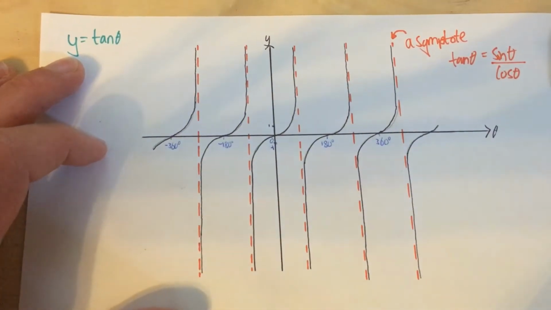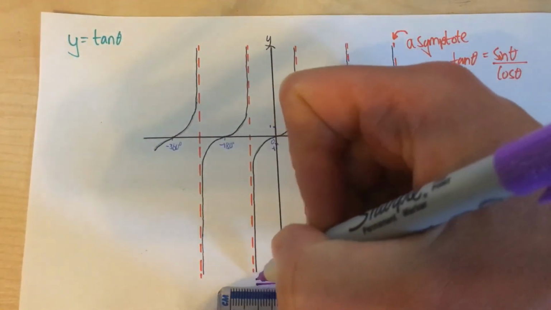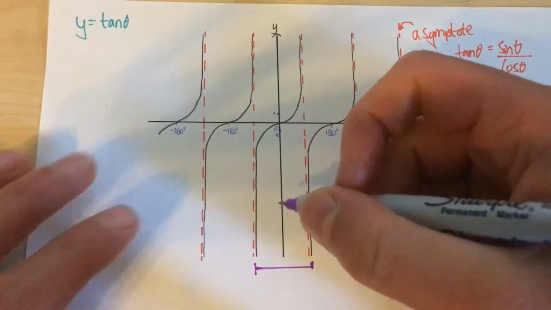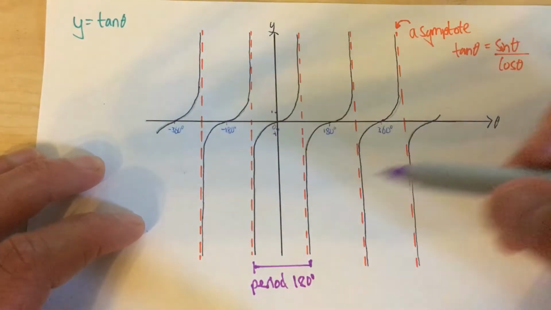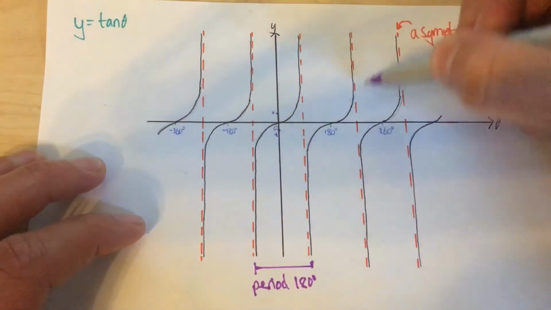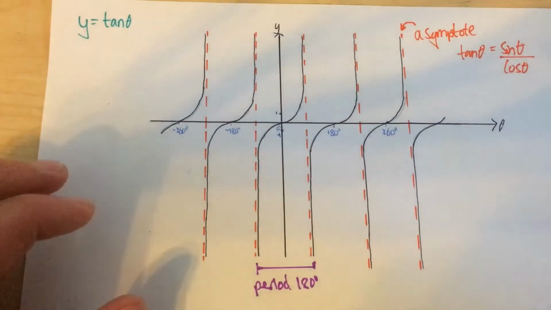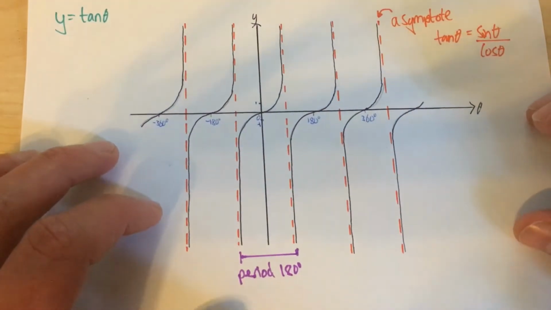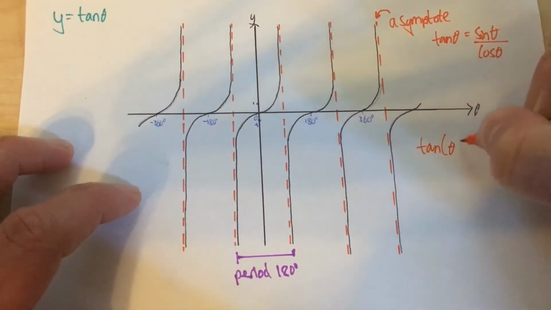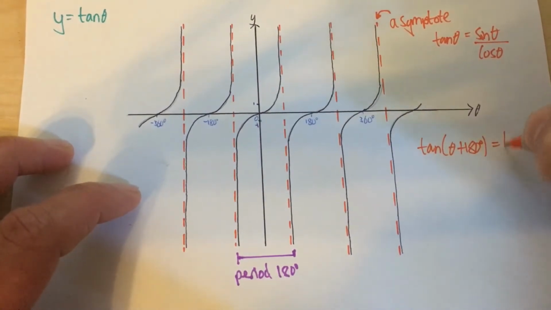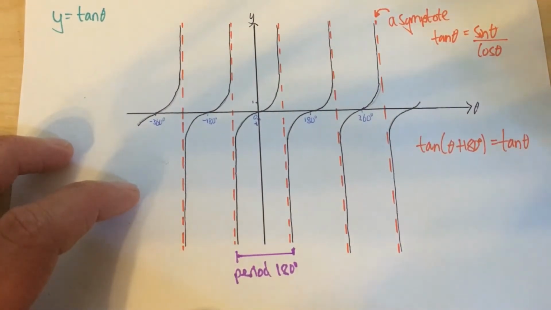Okay, other things about this graph. This graph has a period of 180 degrees. It's a periodic graph, which means it repeats every period, and in this case it's 180 degrees. Look at the shape, there it is, and then it repeats again, and it repeats every 180 degrees. That allows us to say the following: tan of theta plus 180 is equal to tan of theta. This is a really important result.